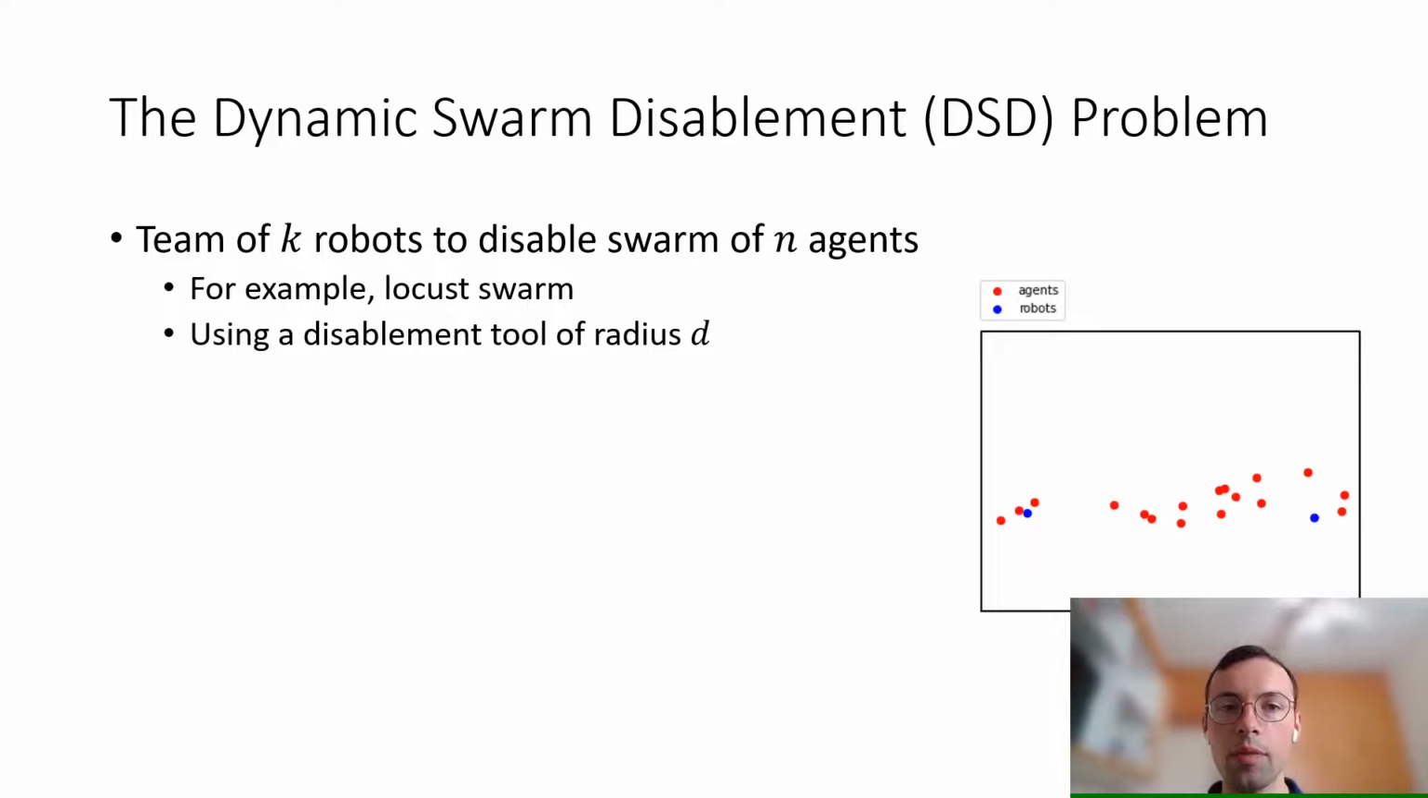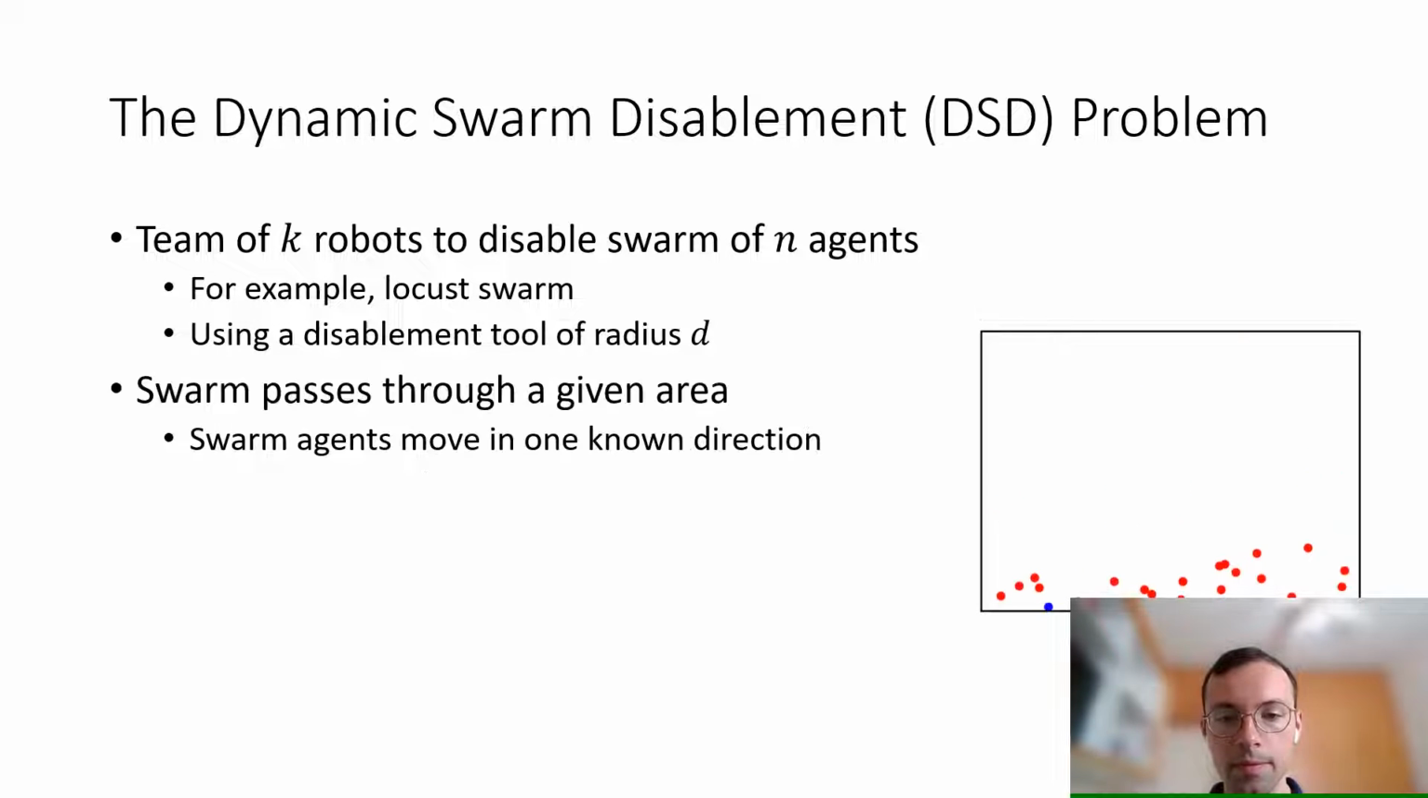In the dynamic swarm disablement problem, we are given k robots and n harmful swarm agents. The robots have the ability to disable locust agents within a certain range of D. The swarm passes through a given area, and each swarm agent makes one damage unit each step before it is disabled. The movement direction of the swarm, motivated by real locust swarms, is known to be forward. We discuss here only a deterministic constant direction, but in further work we consider a distribution of directions too.